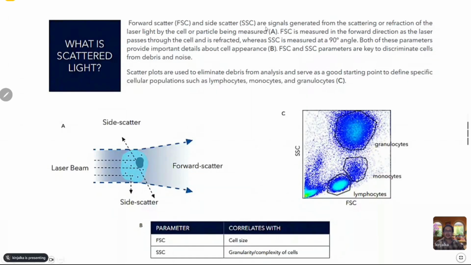Right. So forward scatter and side scatter signals are generated from the scattering or refraction of laser light. Forward scatter is measured in the forward direction as the laser passes through the cell and is refracted, whereas side scatter is measured at 90 degrees. Both of these parameters provide important information about the cell, appearance, structure, and so on. So this is again the same image you see here. This table highlights forward scatter is for determining cell size. Bigger cells, more scatter, smaller cells, less scatter. And side scatter is for granularity or complexity of cells. Right.